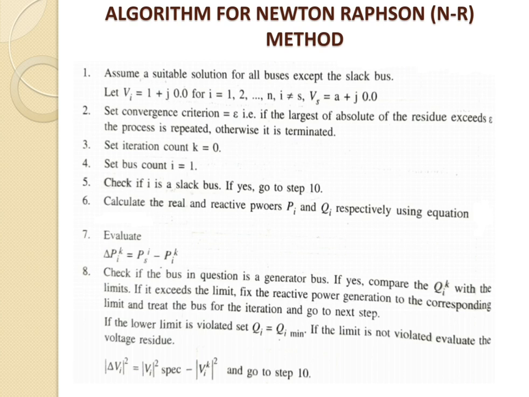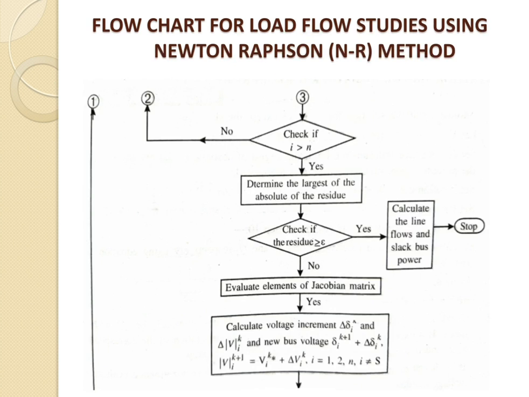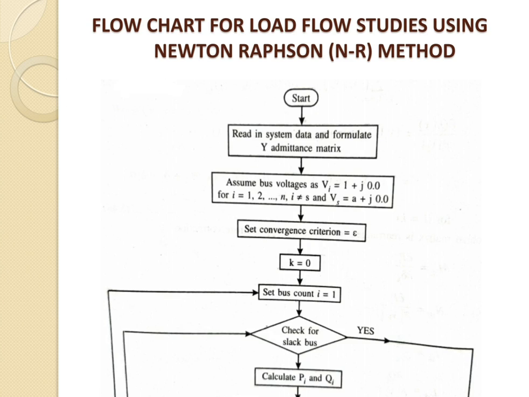If yes, then it goes to step number 10. But if the condition is wrong, then go for step number 6, that is calculate the real and reactive power Pi and Qi respectively using the equation. Inside the flow chart we have already mentioned that if the condition is true, then it goes to step number 10. But if the condition is wrong, then it goes for the next step, that is the calculation of the active power and reactive power. That is calculate Pi and Qi, as mentioned inside the figure.